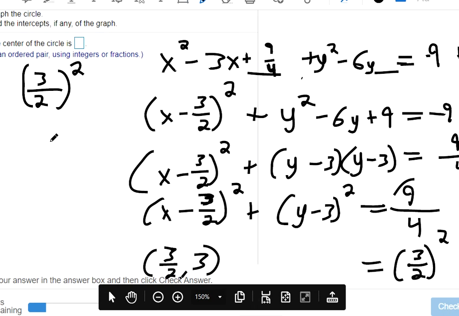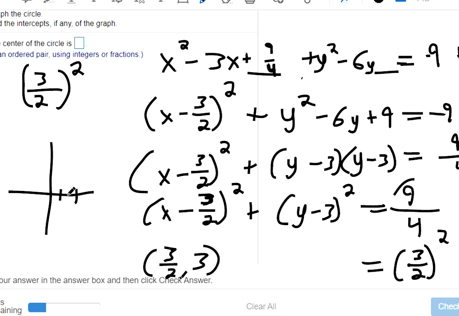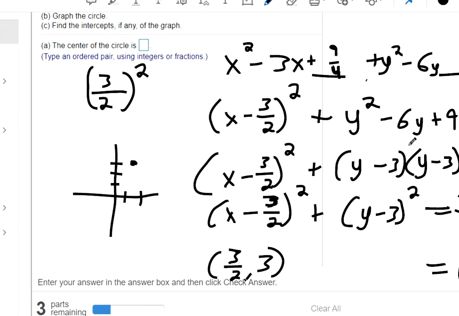If we're trying to graph this, we want to go 1.5, because that's what 3/2 is. It's 1.5 on the x, and then 3 on the y. So that's the center of our circle. Since we found out it had a radius of 3/2, we should be able to go 3/2 to the right and put a dot, and 3/2 to the left and put a dot, 3/2 down from that center point and put a dot. 3/2 is 1.5. So down 1.5, up 1.5. Those are the dots that should make our graph.